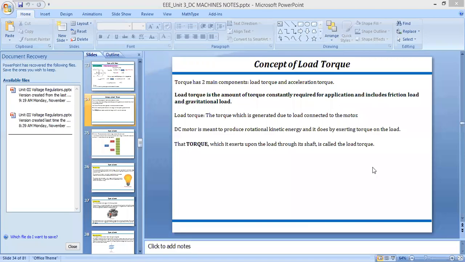Good afternoon. In today's session, we have to see about the concept of load torque. We will firstly revise our previous session. In the previous session, we have studied about the DC machines.